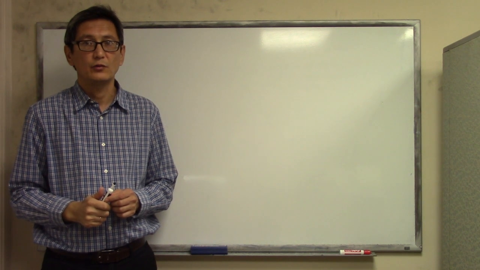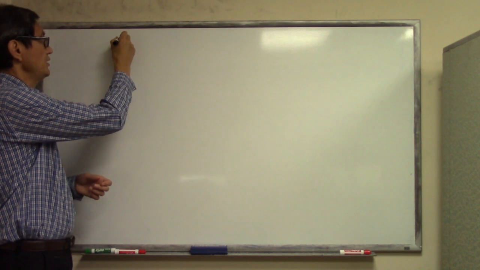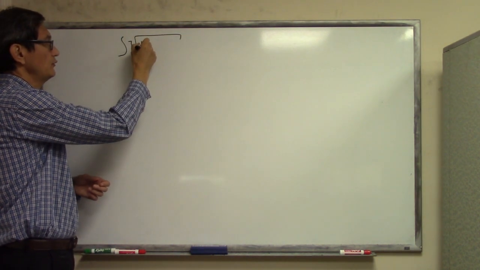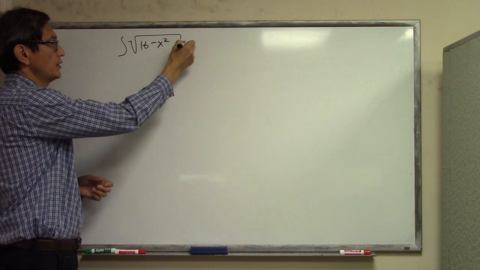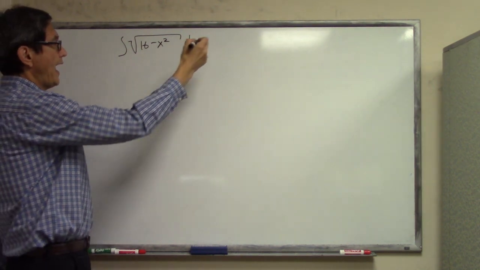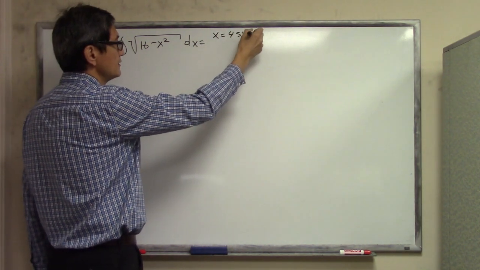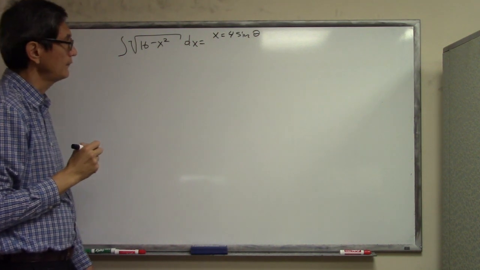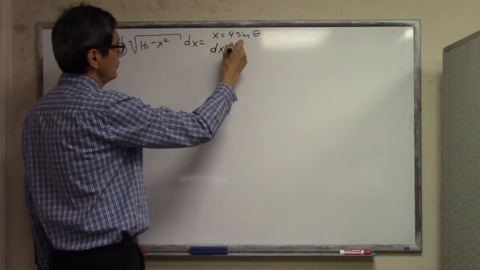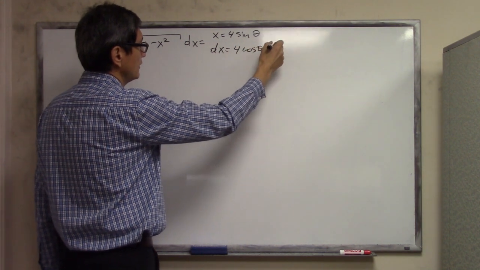Today we want to work on trig substitutions. Say we want to calculate the integral of the square root of 16 minus x squared dx. We want to do trig substitution: x equals 4 sine theta. Then dx becomes 4 cosine theta d theta.